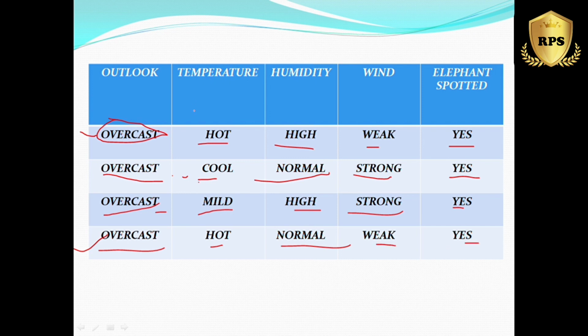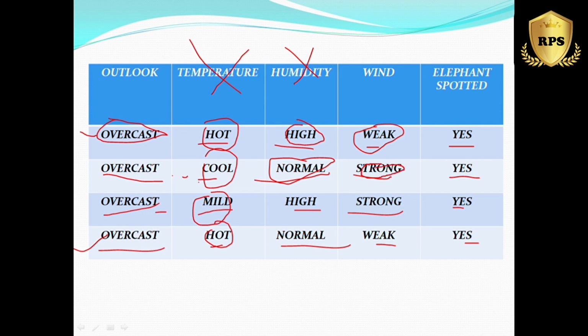Now the machine will try to make relation. There are not same temperature. Okay. So if we see overcast, in overcast we cannot take temperature as a factor of division whether elephant will spot or not. Then again humidity, there is normal, high both. So we cannot take humidity as a factor. When we see wind, there is weak, strong, then again strong, then again weak. So wind is not the factor.